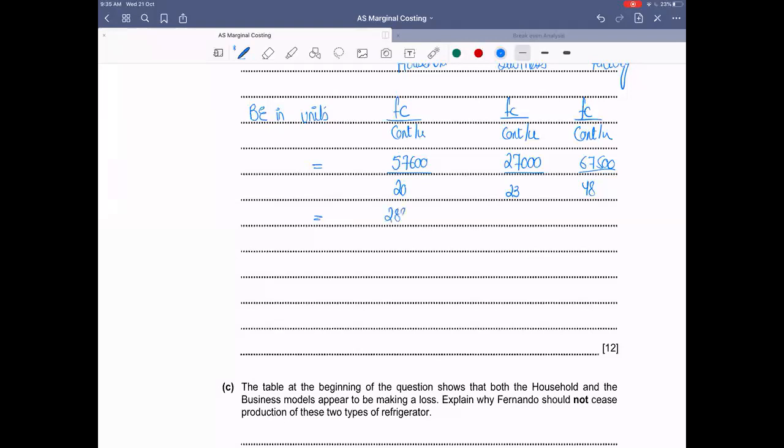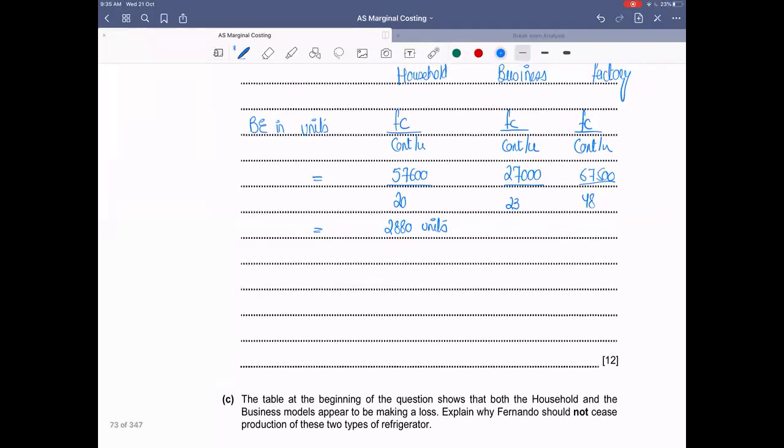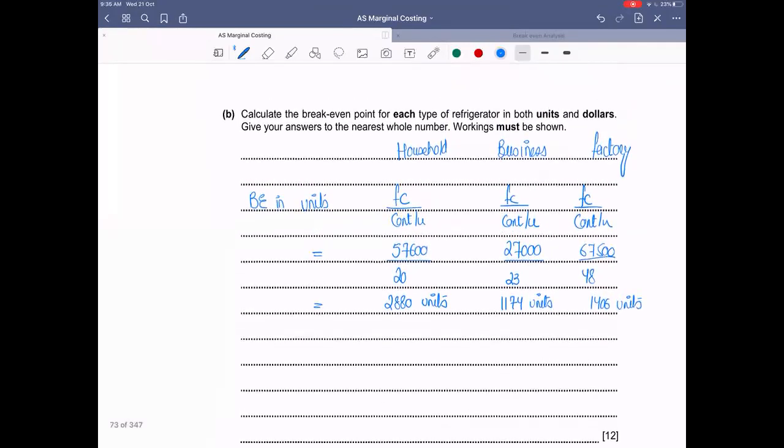Two double 80, and then for business, double 174, and for factory. Because we need to give the answer correct to the nearest whole number.